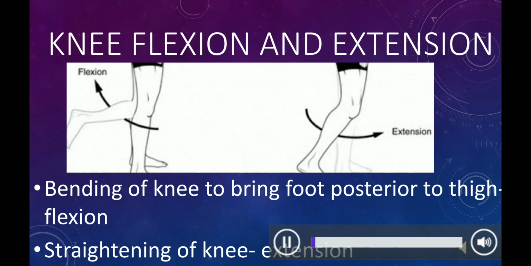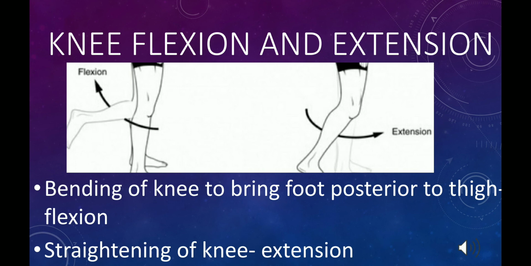Flexion and extension of the knee. Flexion of the knee is the bending of the knee to bring the foot posterior to the thigh. That is, bending the knee in such a manner that the foot comes posterior to the thigh is called knee flexion. And extension is the straightening of the knee.